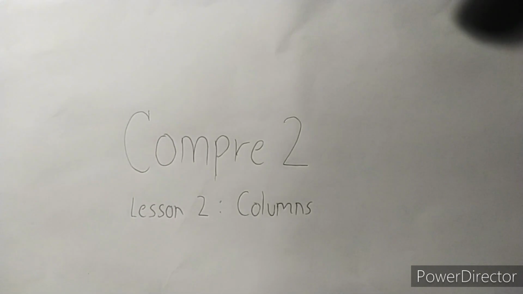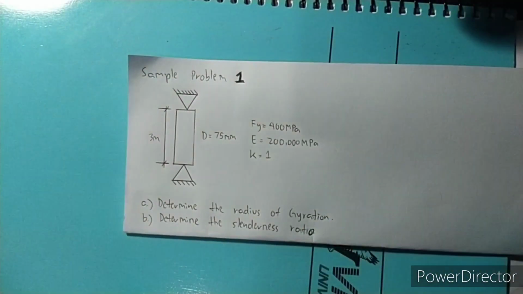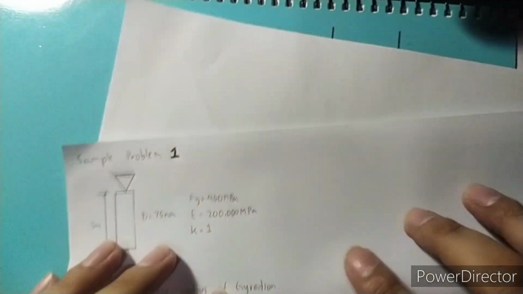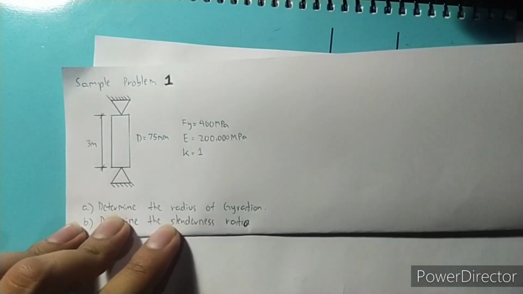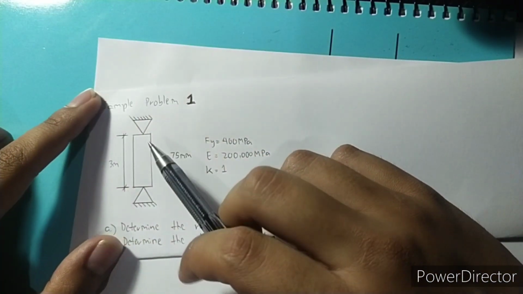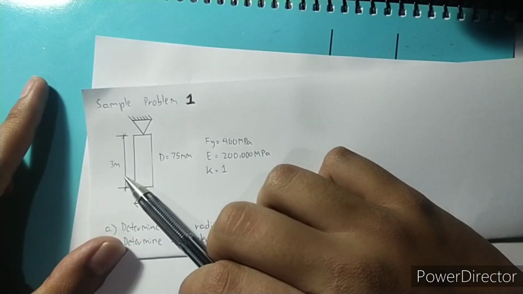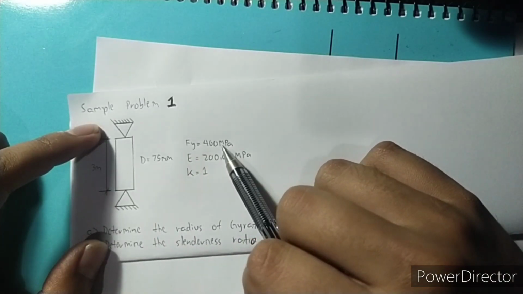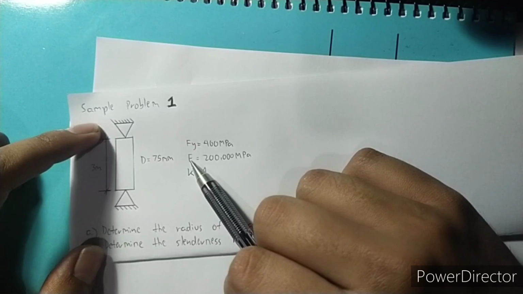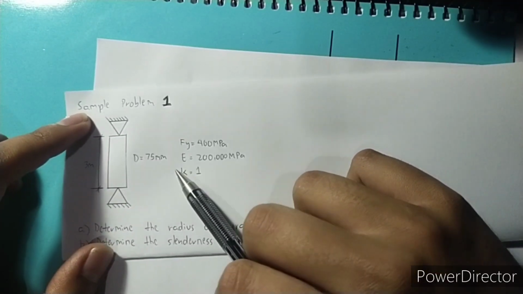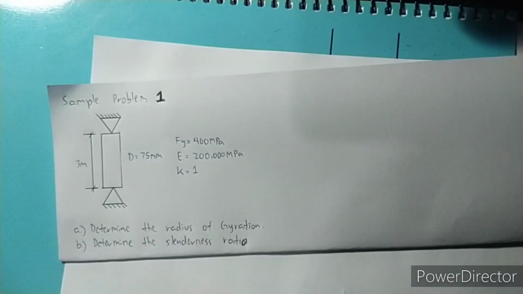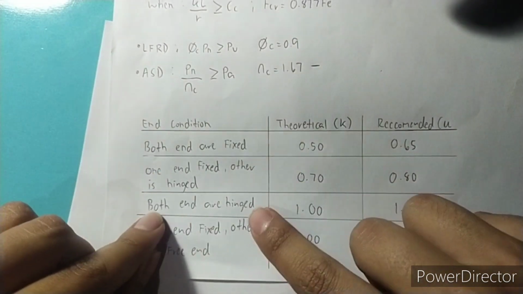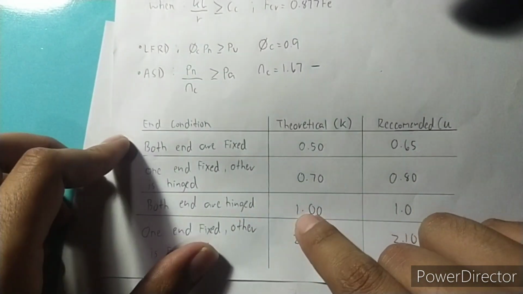I'm going to show two problems about columns. First, simple problem number 1. We have a column with both ends hinged. The height is 3 meters and the diameter is 75 mm. We have Fy of 400 megapascal, a modulus of elasticity of 200,000 megapascal, and K equal to 1. Where do we get that 1? From the end condition. Here, both ends hinged gives 1.